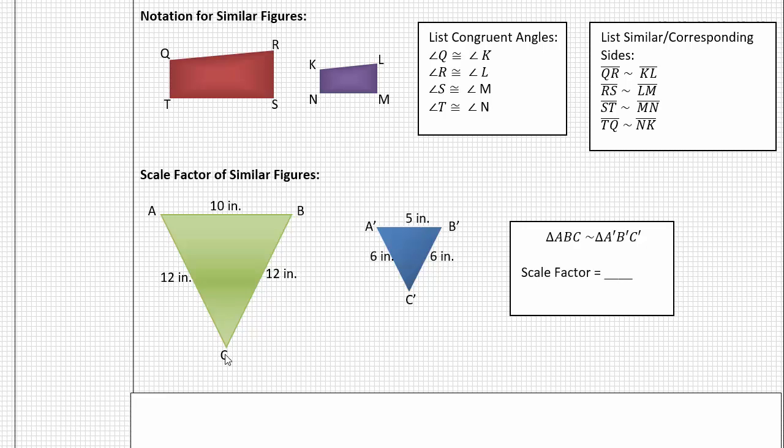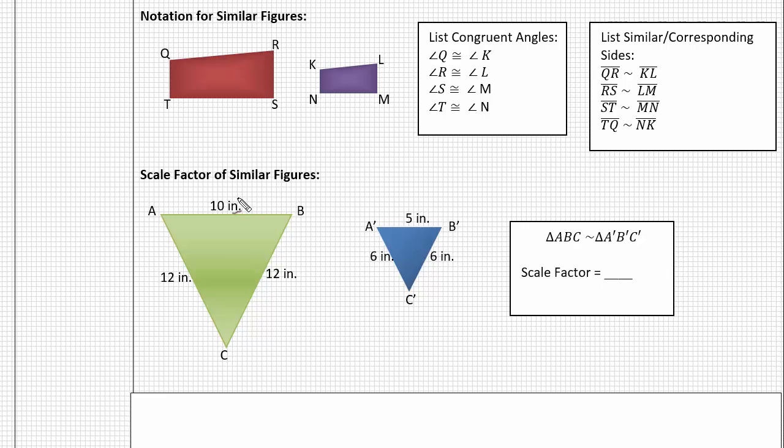Line segment BC is 12 inches, and the corresponding side that matches up over here would be side length B prime C prime, and it's 6 inches. On our final third side, we have line segment AC is also 12 inches, and the corresponding side length A prime C prime is 6 inches. Is there a pattern that you notice between those corresponding measurements?